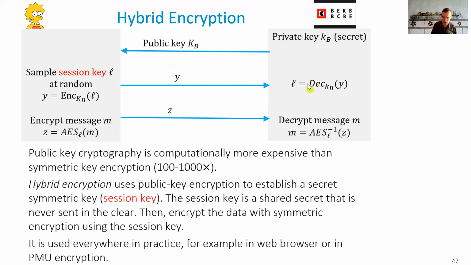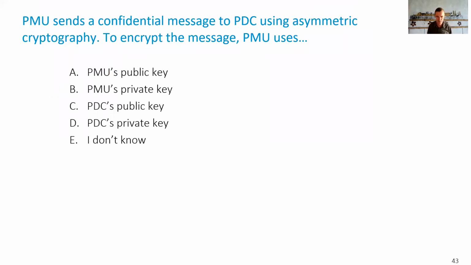And once the secret key is received by the bank, both parties now know L, and you can use AES to decrypt the message. So this is used everywhere in web browsers or in PMU encryption because this is much more convenient and doesn't load the CPUs of the devices. Voila, this is how hybrid cryptography works.